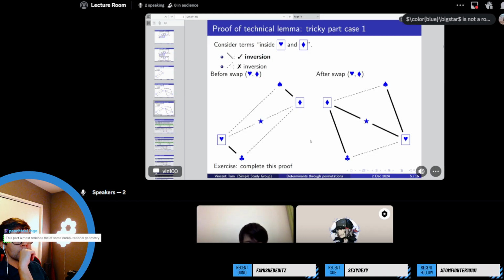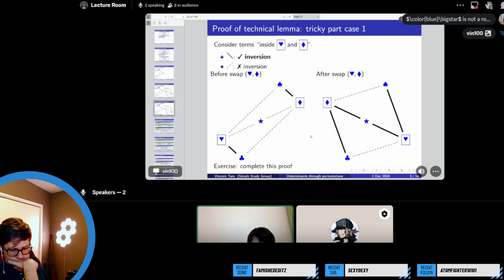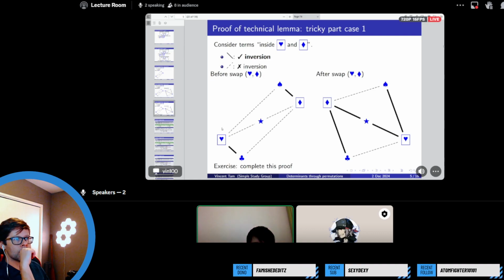Okay. Here I give you a little exercise. I left out case 2. Case 2 is just that the heart is higher than the tile. Because I'm too lazy to draw another graph, I left this as a so-called exercise. So I hope that you're convinced.